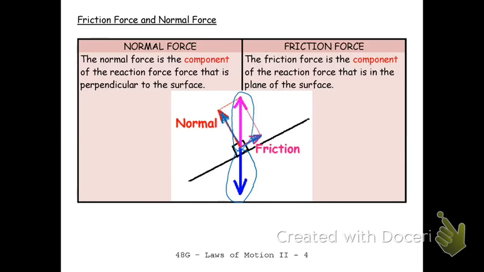A part which is along the slope, and I call that the frictional force. And a part that is perpendicular to the slope, and I call that the normal force. Normal does not mean the usual. It's mathematical. It means at 90 degrees to. It's just one of those arcane things that the math people use. So the normal force is the component of the reaction force that is perpendicular to the surface, and the friction force is the component of the reaction force that is in the plane of the surface.